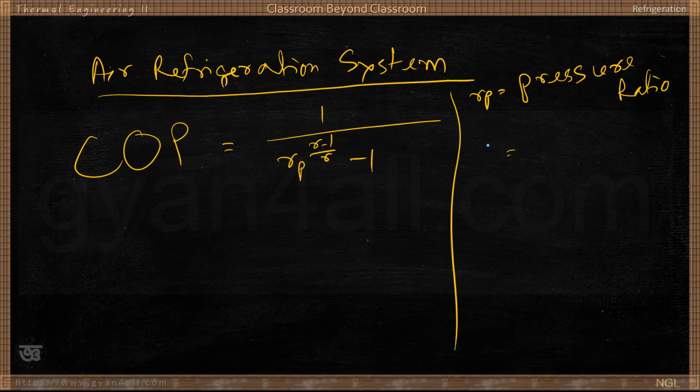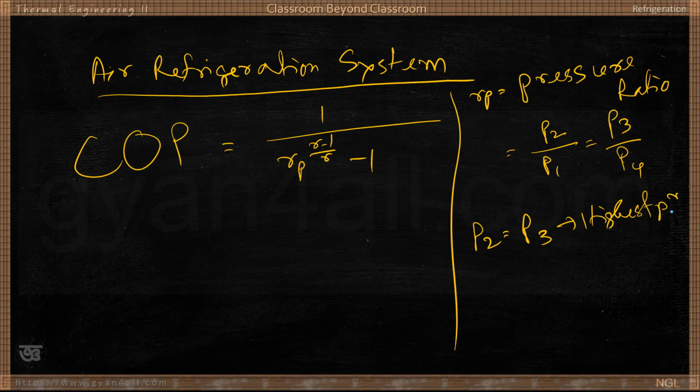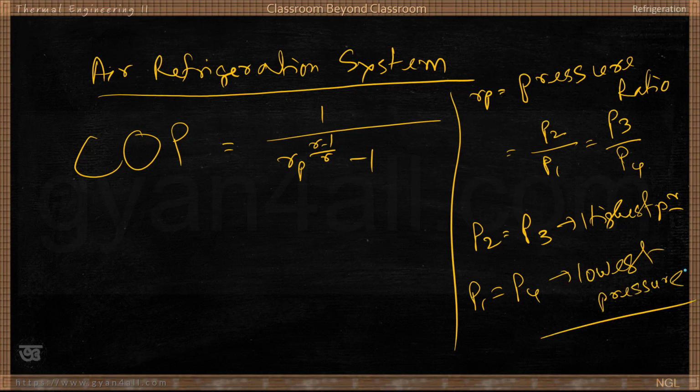In our PV diagram, you can see that it is equal to P2 divided by P1. That is also equal to P3 divided by P4. And P2 is equal to P3. This is the highest pressure in the whole cycle. And P1 equal to P4, that is the lowest pressure. And this way, the Bell-Coleman cycle or air refrigeration cycle works. In terms of temperature also, we can write 1 divided by T3 divided by T4 minus 1. That way also we can write the formula.